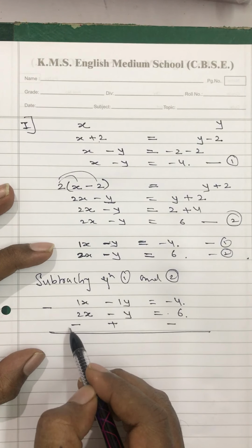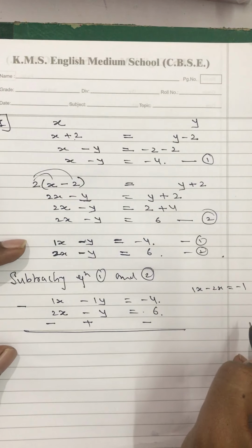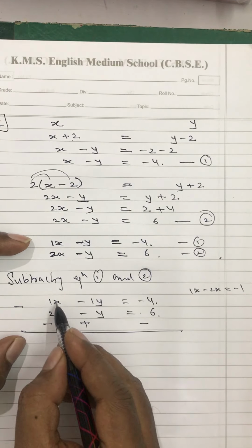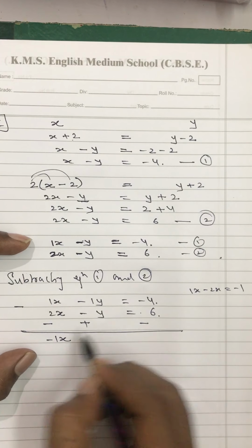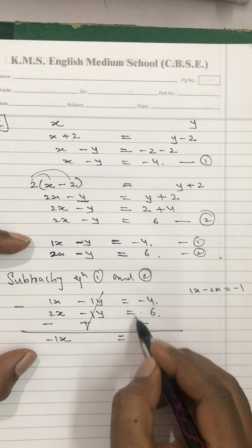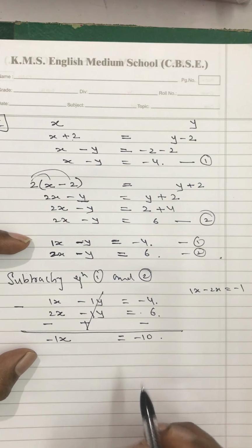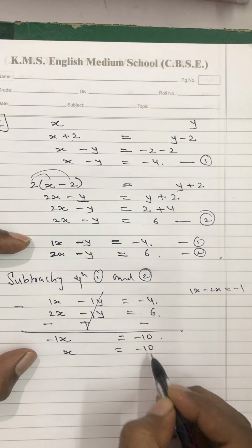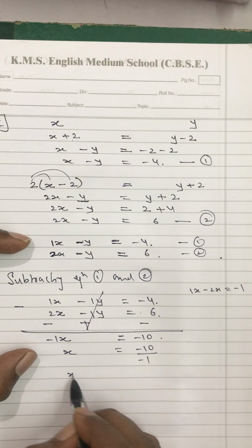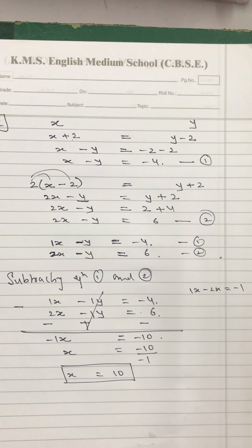So according to the new signs, 1x minus 2x is -1x. The y terms, minus 1y plus 1y, will get cancelled. -4 minus 6 gives you -10. So now you get -1x is equal to -10, the -1 will go on the other side, and x is equal to 10. That means there are 10 birds on tree A.